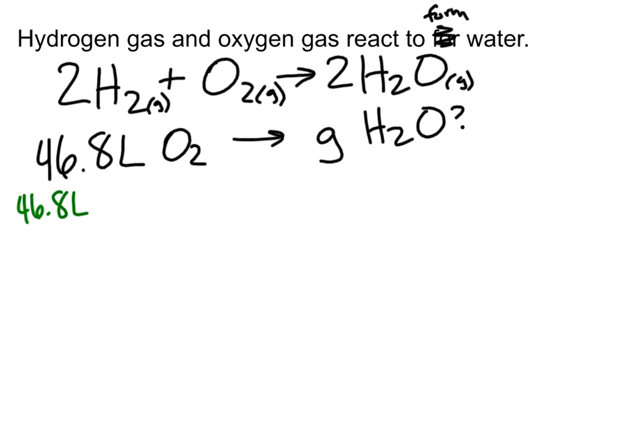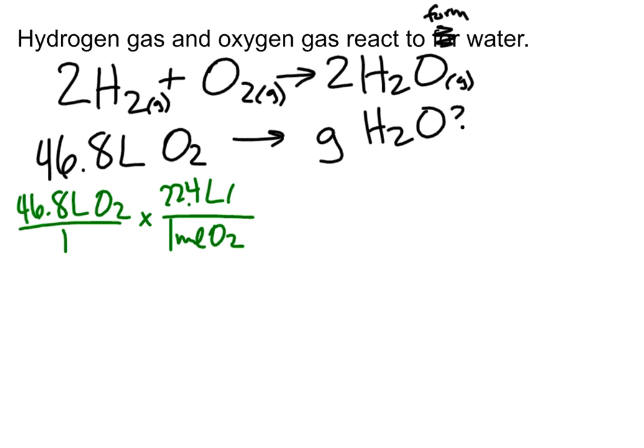46.8 liters of O2 over 1. For every 1 mole of O2, we have 22.4 liters of O2. Now, even though it doesn't say so in the problem, this is at STP. You're never going to see anything in this class that if you have a gas stoichiometry, it's not going to be at standard temperature and pressure.